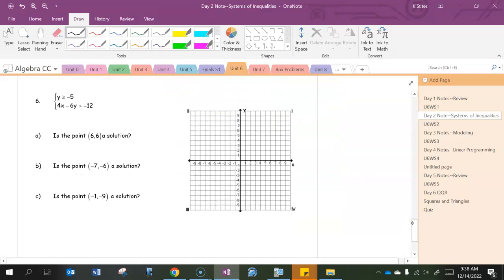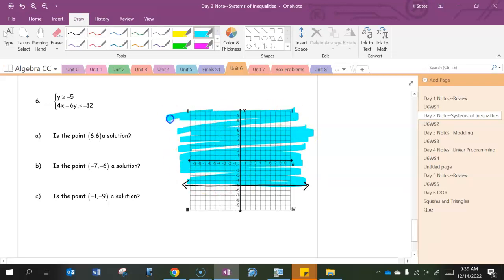We have y is greater than or equal to -5. We know that's a horizontal line. It's going to be solid. Make sure you're crossing through the y-axis. And it is a greater than, so we are shading up. Okay. And then this next one, I do need to solve for y.